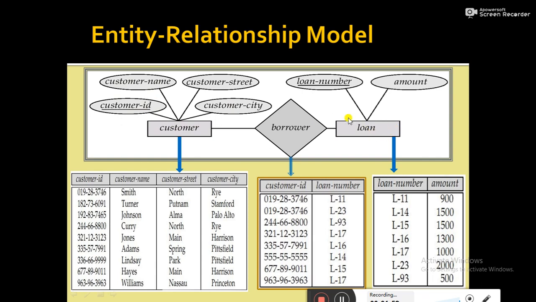In that example, another entity set is the loan entity set, which will store all the loan information. It is represented with a rectangle and the name given is loan. The loan entity set has two attributes. One is loan number and the other one is amount, and they are represented with ellipses. Now loan number is underlined because the loan number is the primary key, whereas customer ID is underlined in the customer entity set. That means the customer ID is the primary key.